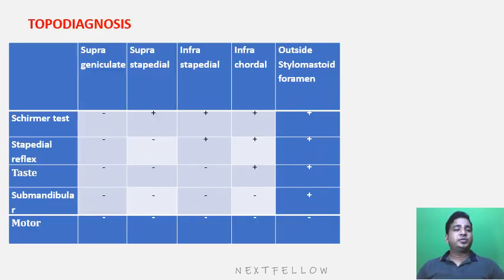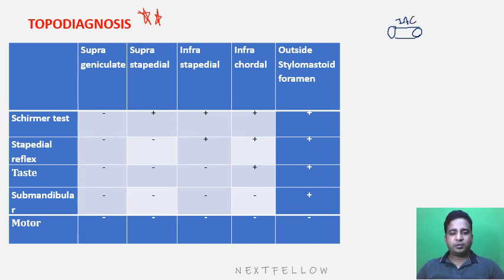Now, the topodiagnostic tests. Many times the examiner asks questions about these topodiagnoses. He will frame the question like: the patient is having loss of lacrimation, loss of saliva and everything, so tell us about the site of lesion of the facial nerve. To understand this, firstly we will draw the facial nerve diagram. We all know, suppose this is my internal auditory canal, this is my IAC.